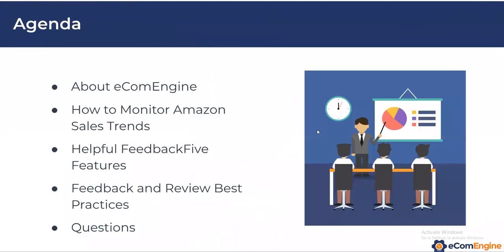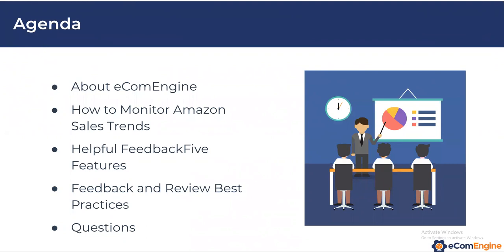So right now, let's jump right into our agenda for today. Our agenda includes a short introduction about eComEngine, and then we'll dive into how you can monitor your Amazon sales trends using FeedbackFive. We'll also discuss helpful features that go in parallel with your tracking of sales trends and your feedback reputation. We'll also have some interesting topics about feedback and review practices and tips that will come in handy when you start sending out emails to your buyers on Amazon. And lastly, of course, we'll be answering your questions, so feel free to put them in our Zoom Q&A box. We will get back to it towards the end of our webinar. My colleague Colleen will help us field the questions and answer them later on.